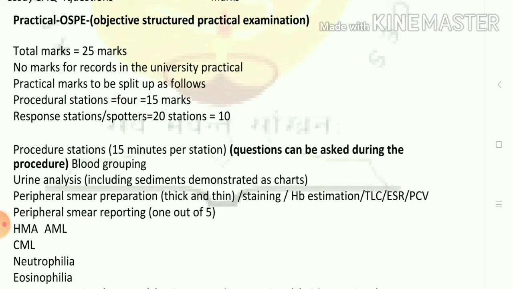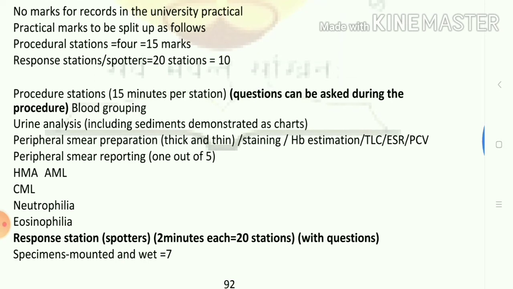Then procedure stations are 15 minutes per station, that we all know. The teachers will ask questions like that. For urine analysis procedure, the teacher will not ask questions, we have to do our practicals. Questions can be asked during the procedure. Blood grouping, teachers may ask questions. Then urine analysis, including sediments demonstrated as charts, peripheral smear preparation, thick and thin, staining, HB estimation, TLC, ESR, PCV, peripheral smear reporting. Then HMA, AML, CML, neutrophilia, eosinophilia.